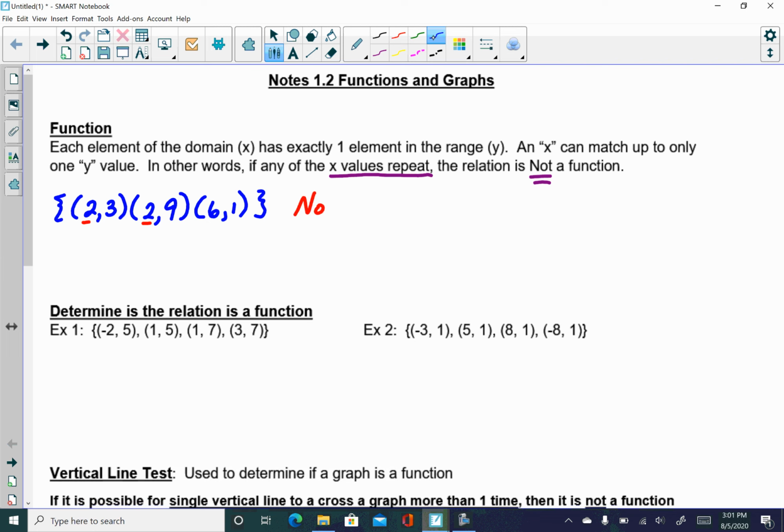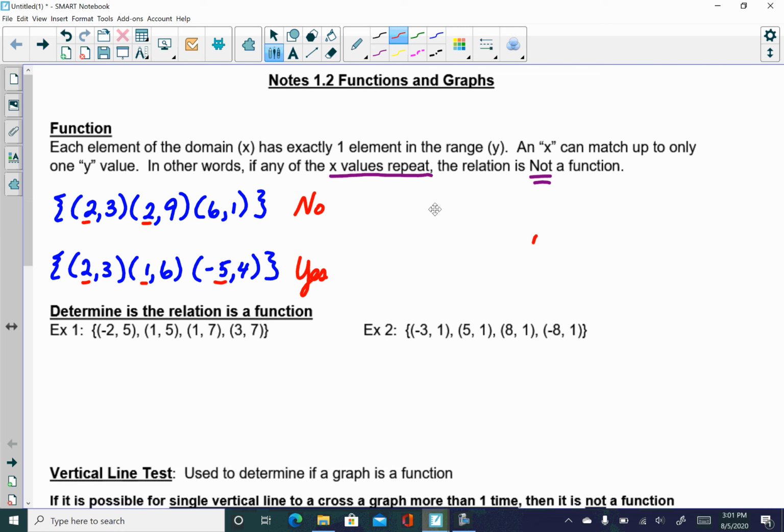But if I had this example, and let's say we had (2, 3), (1, 6), and then (-5, 4), for example, this would be a function because each one of my x's are different. And so yes, that would be a function. Both of these are referred to as a set of ordered pairs. So those curly braces indicate that it's a set, and then I've got ordered pairs inside that set.